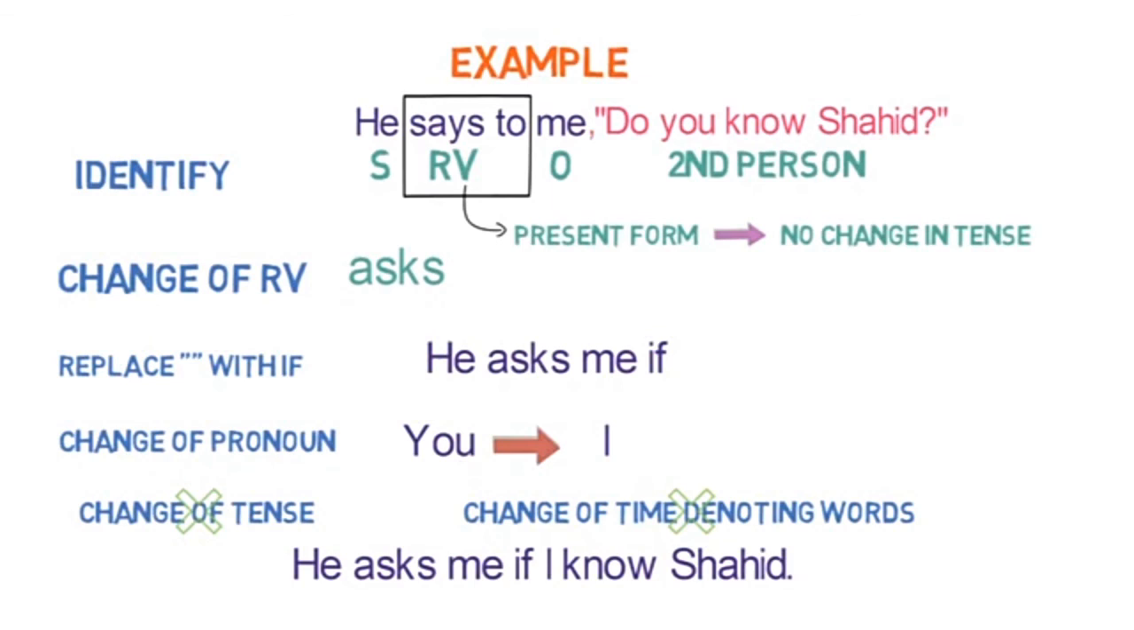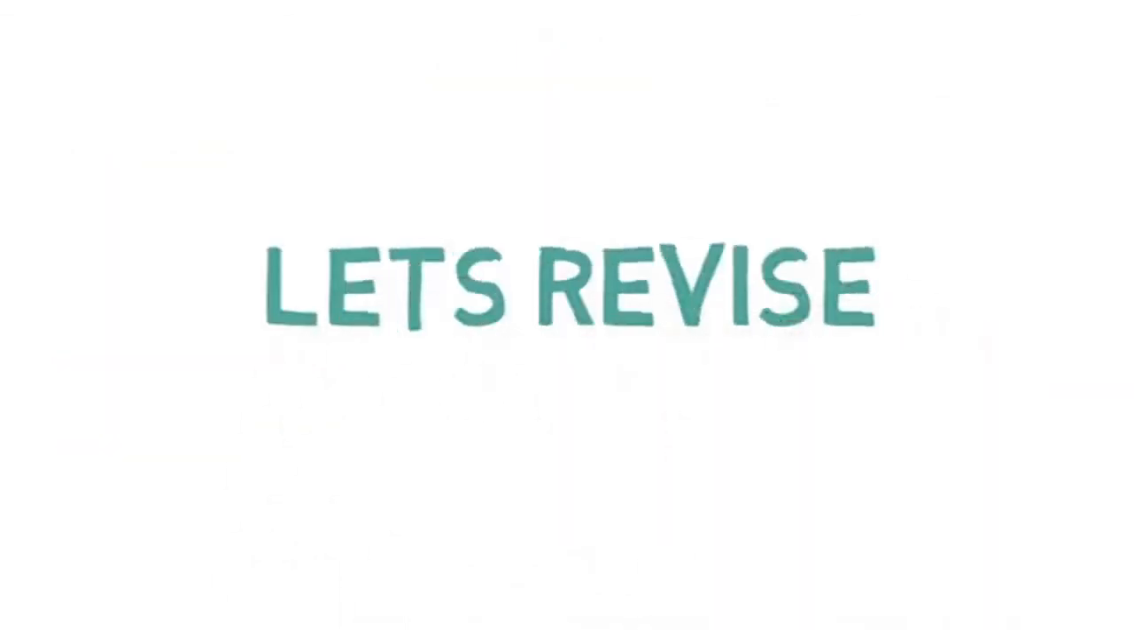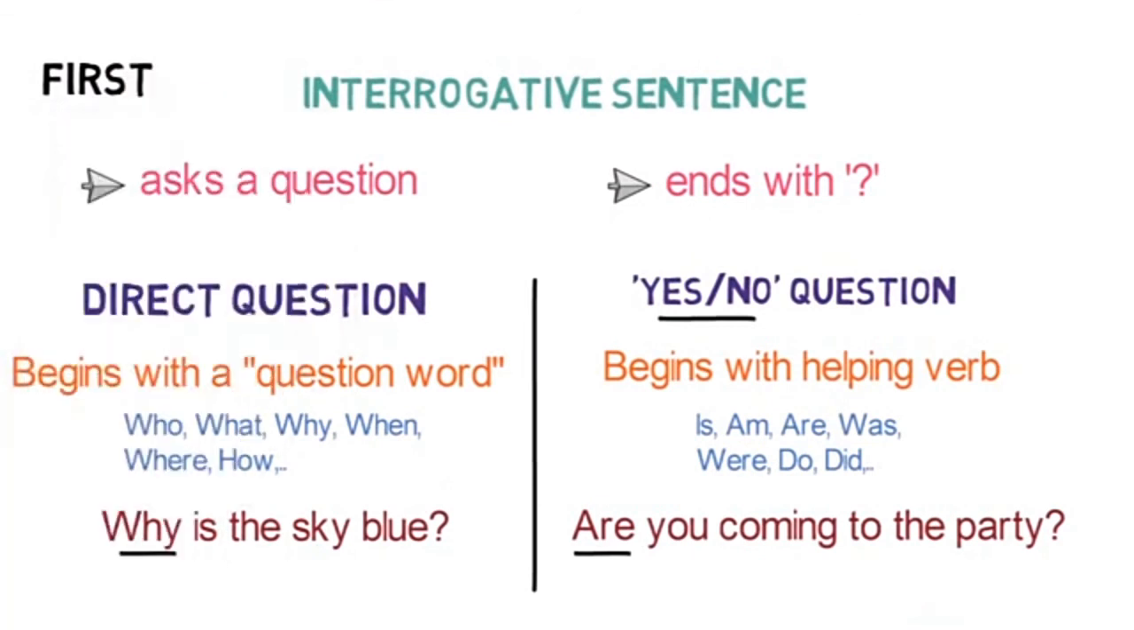We have looked into examples of various types of questions which get converted to indirect speech. Let's quickly revise what we learned. First, we understood interrogative sentence and two types of questions. An interrogative sentence asks a question. These questions may be of two types, direct and yes-no type of question. In direct question, it begins with a question word or WH word, and indirect questions are designed to answer simply with either a yes or a no.